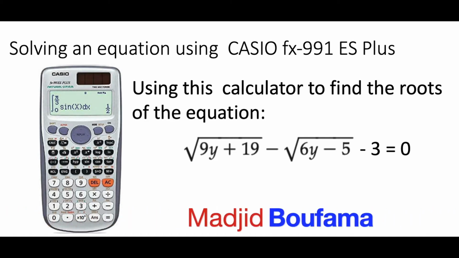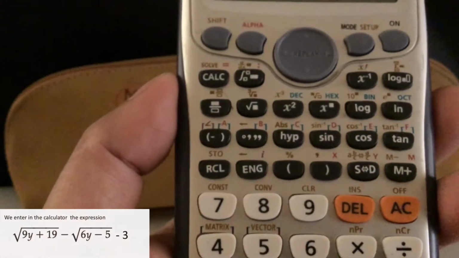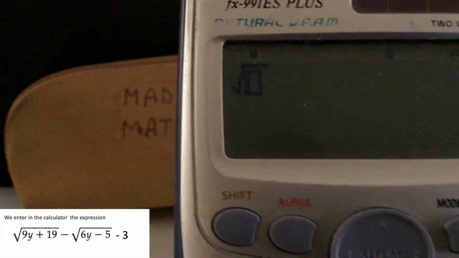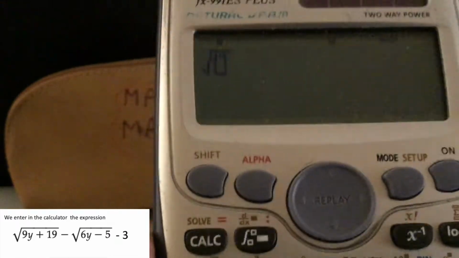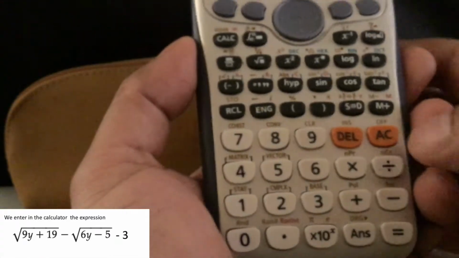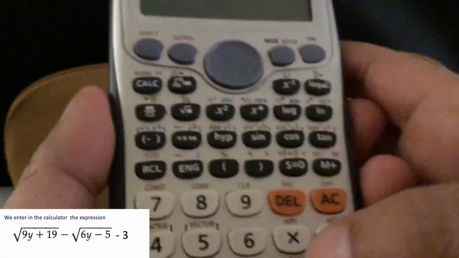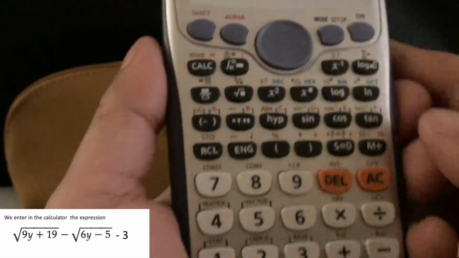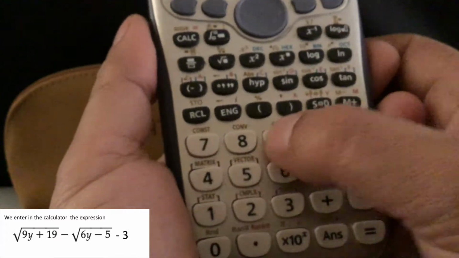Hello, I'm going to show you how to solve an equation like this one, a square root equation, using this calculator. We press the square root key, this key, so we get the square root, and then we enter the expression 9x plus 19. I enter it as 9, and then for the variable, I press alpha and my variable x. So I have 9x plus 19.